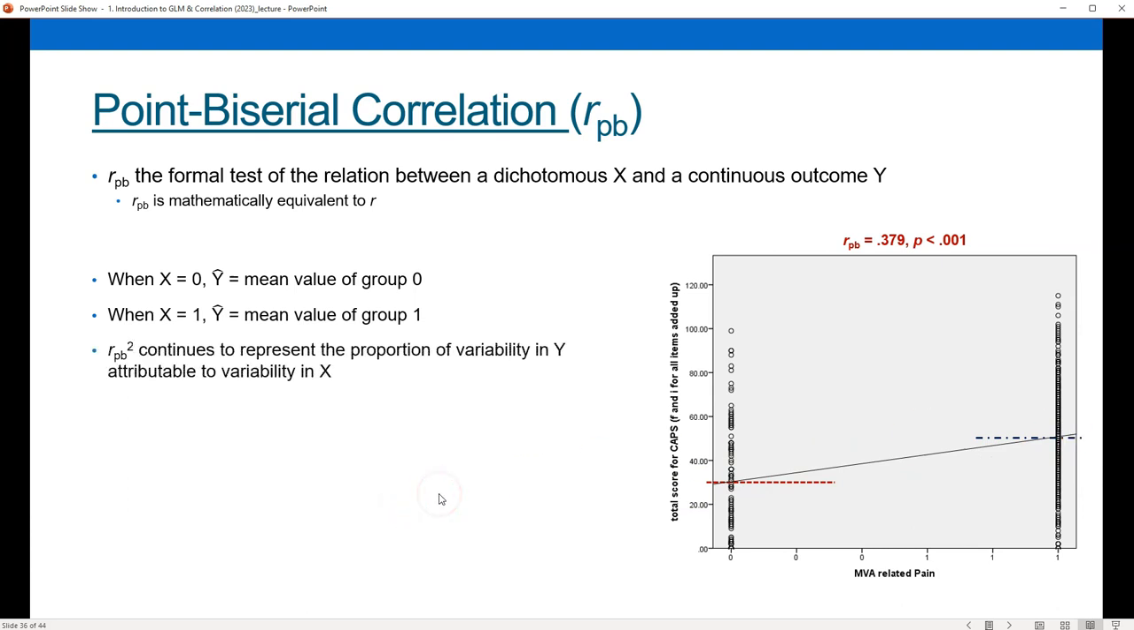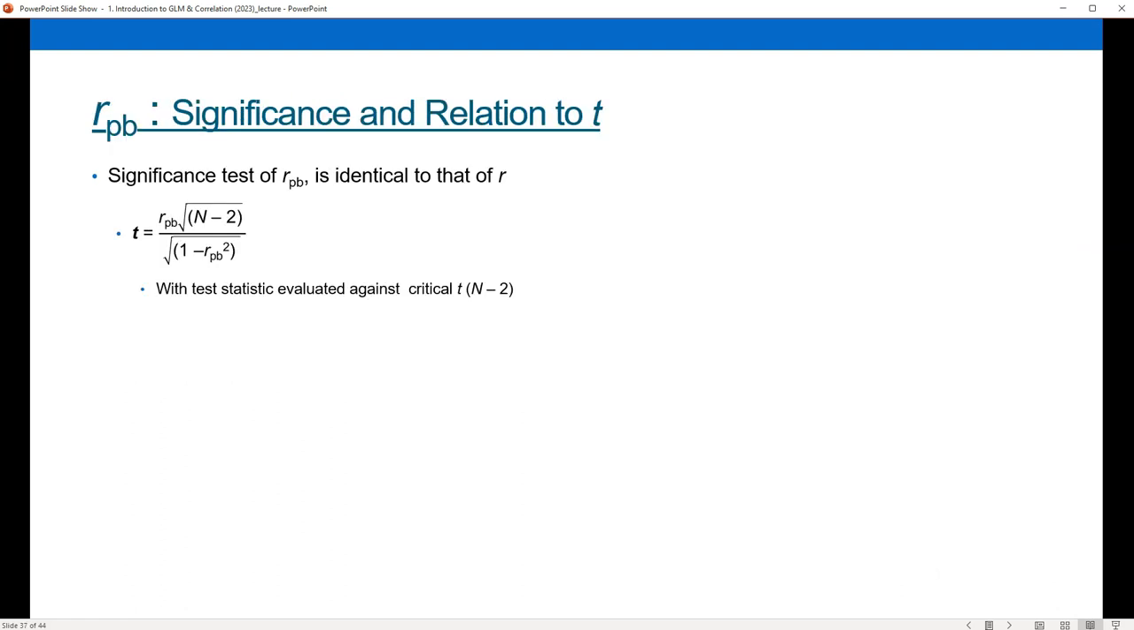If I take that point biserial correlation and square it, that's still giving me the proportion of variability in Y attributable to, or shared with, variability in X. The coefficient works in the identical way as a Pearson correlation. We just call it a point biserial correlation if we have a dichotomous X and a continuous outcome Y. Now, if you're thinking, wait a minute, when I have a dichotomous X and a continuous Y, all last semester we ran those with t-tests, right? This is our independent samples t-test, right?